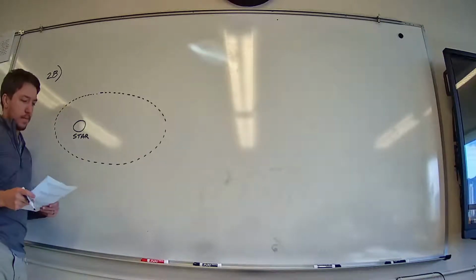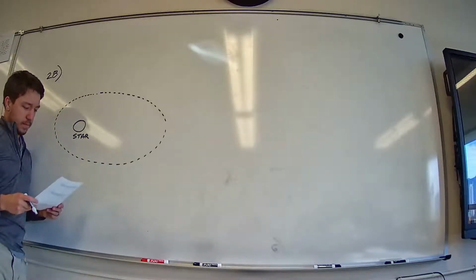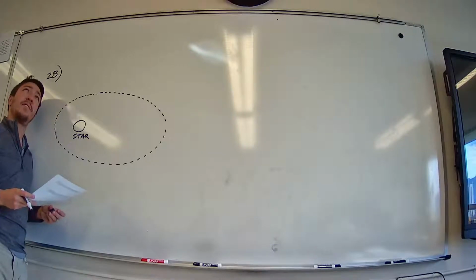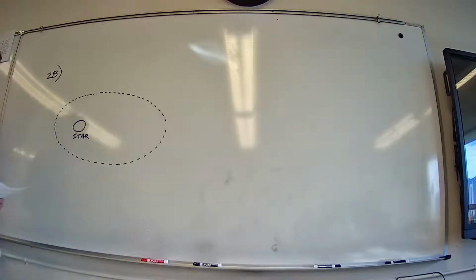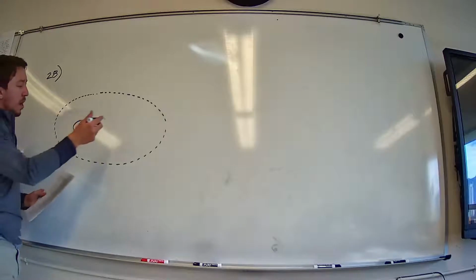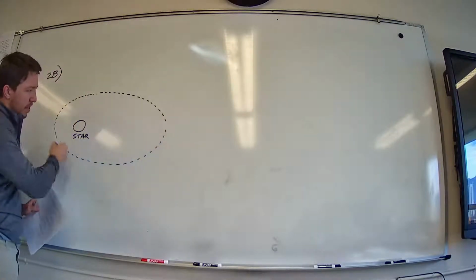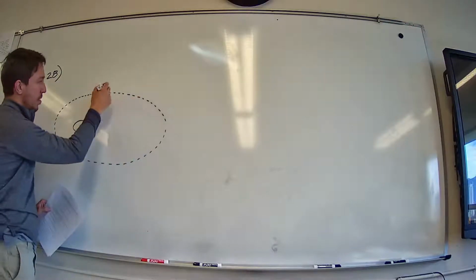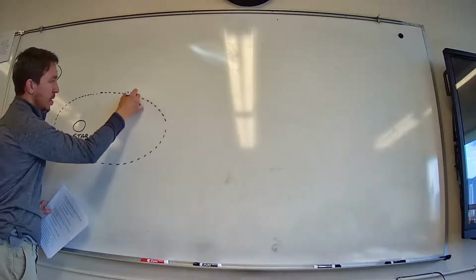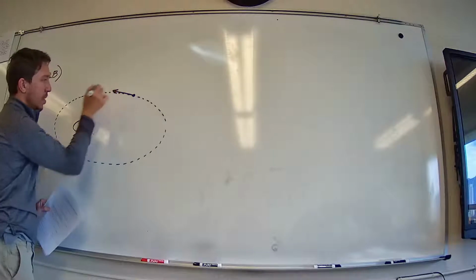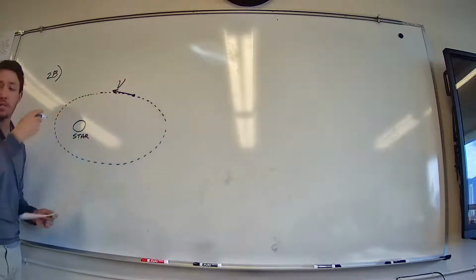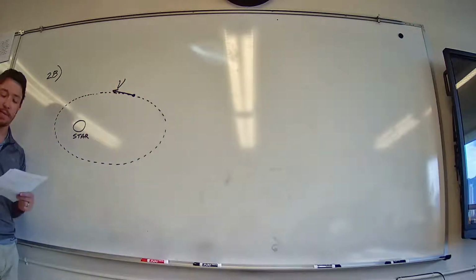So anyway, or is it an eccentricity of 1? Anyway, it's a mathematical definition. It's not really relevant for this. But as the comet travels around, let's say he's traveling counterclockwise, and let's say he's here, and of course, his velocity is tangential to the path. All that stuff we've been talking about forever.